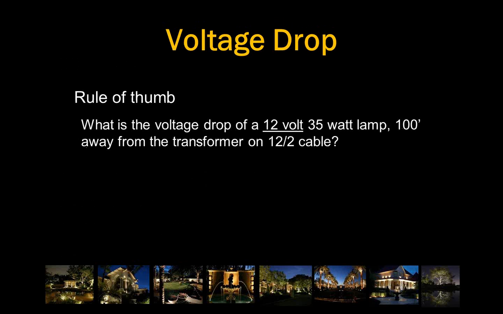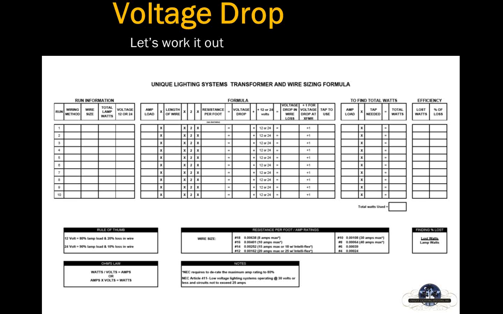I get this question all the time in varying different areas, but to make this for this class, what is the voltage drop of a 12-volt, 35-watt lamp that's 100 feet away from the transformer? Well, let's go ahead and work it out. Now, if anyone is interested, I have this sheet here available to anyone that wants it. I have it in PDF and as an Excel spreadsheet. If you'd like a copy of this, please feel free to contact me, and I'll be happy to email it to you. So let's go back and work out our problem.